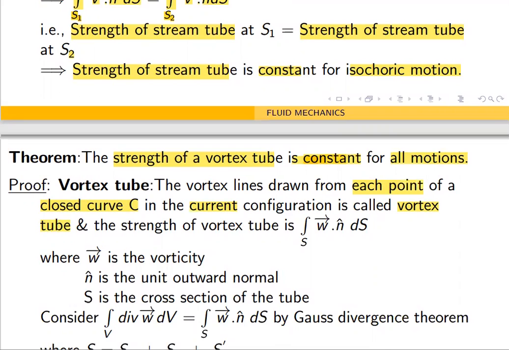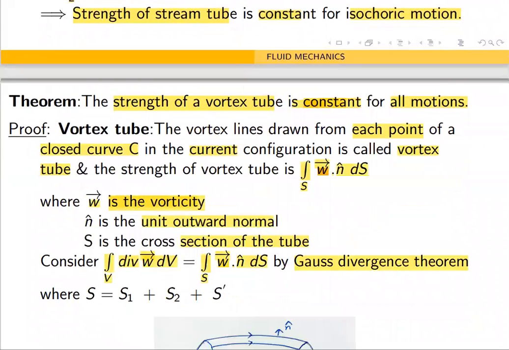And the strength of the vortex tube is denoted by the surface integral over S of omega, or W, you can denote W also, no problem, dot N dS, where W is the vorticity. What is N? N is the outward unit normal and S is the cross section of the tube. Fine. So by the Gauss divergence theorem, we have the volume integral of divergence of omega dV is equal to the surface integral of omega dot N dS. That's by the Gauss divergence theorem.